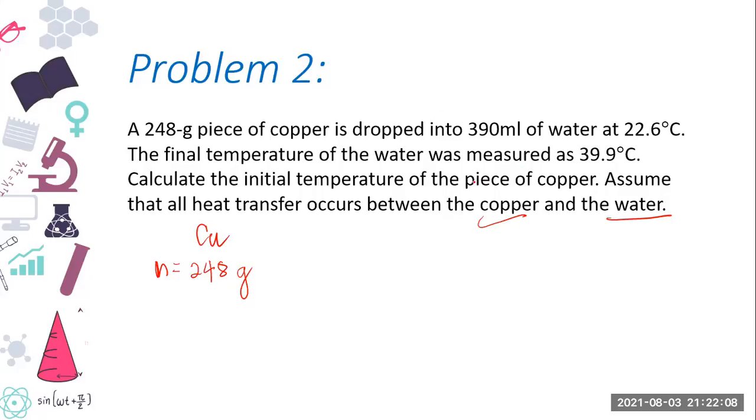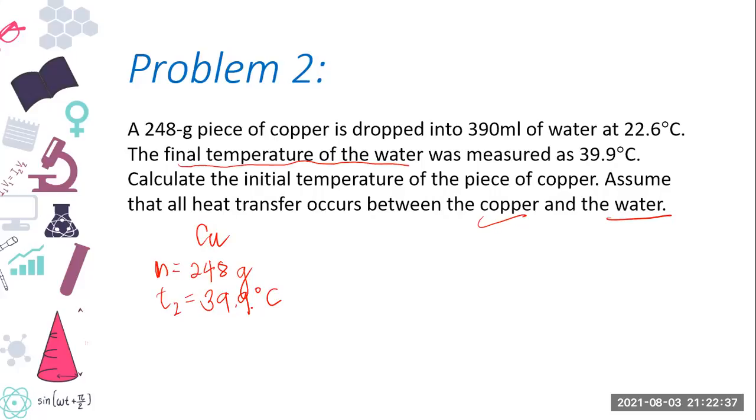So we don't have a delta T here right away, but we have a final temperature because you can look and check the statement. It says the final temperature of water was measured at 39.9, meaning both water and copper has a final temperature of 39.9. So we write here 39.9 degrees Celsius.